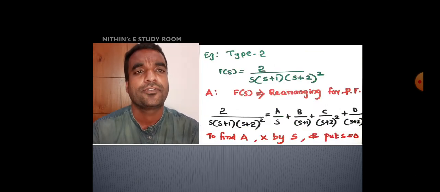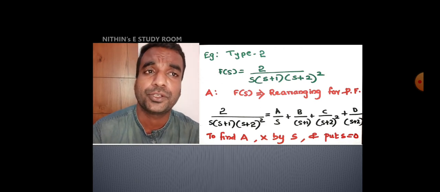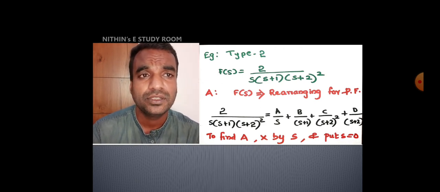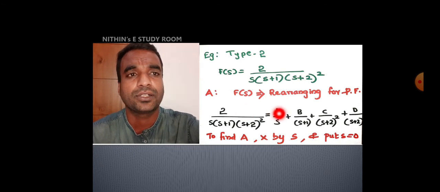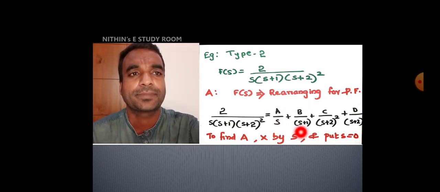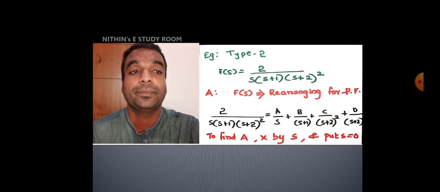Type 2: F(s) = 2/(s(s+1)(s+2)^2). I am rearranging the function for partial fraction. PF is partial fraction. So that is equal to A/s + B/(s+1) + C/(s+2)^2. As there are multiple roots, I have to add another term, plus D/(s+2).